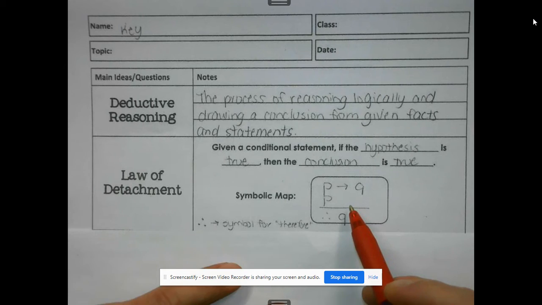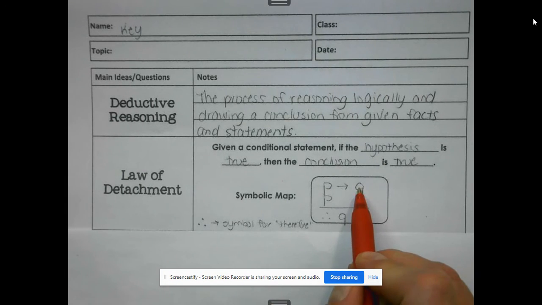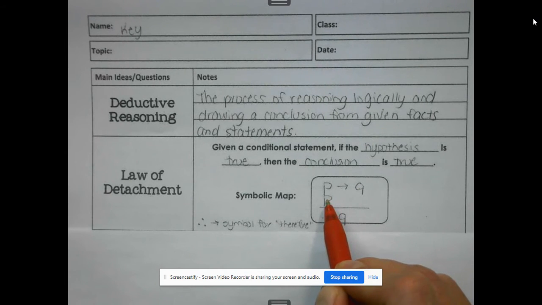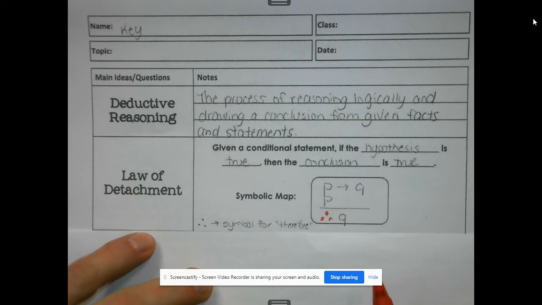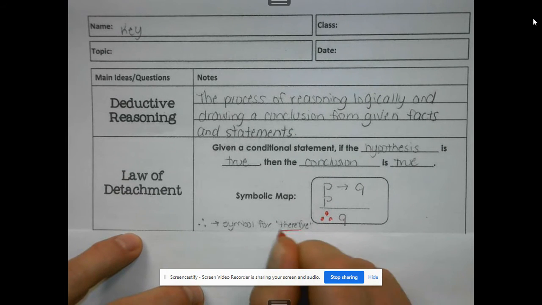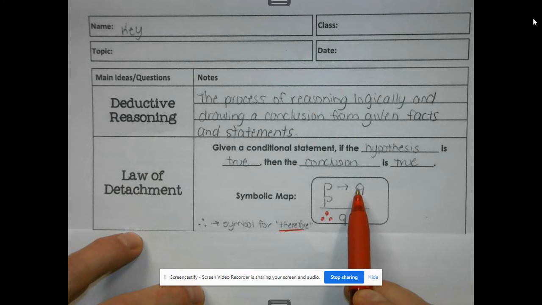All right, a little symbolic map here, guys. From last section, remember this reads as P implies Q, and for law of detachment, if I can say P is true, therefore Q is true. These three little triangular dots here mean therefore, okay? So if P implies Q, that's a conditional statement that I would give you. If P is true, then I can say, therefore, Q is true.